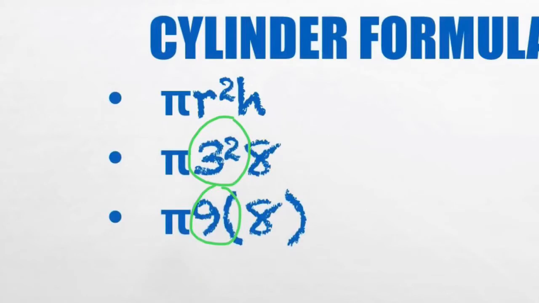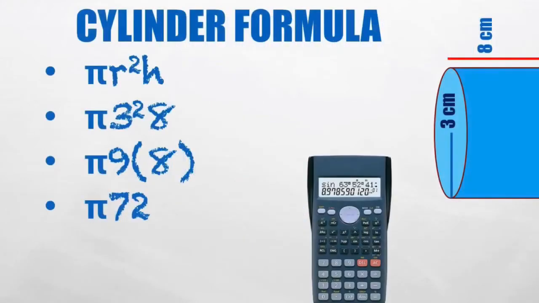Then I'm going to do 3 squared. You might have this on your squares list. You may know what 3 times 3 is, or you may feel like picking up a calculator. In any case, 3 squared is 9. I put the 8 in parentheses. Then I go like this. 9 times 8 is 72.